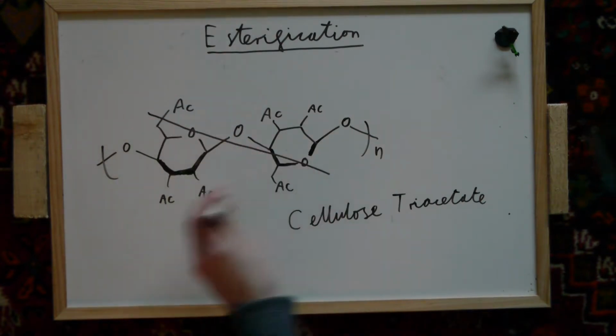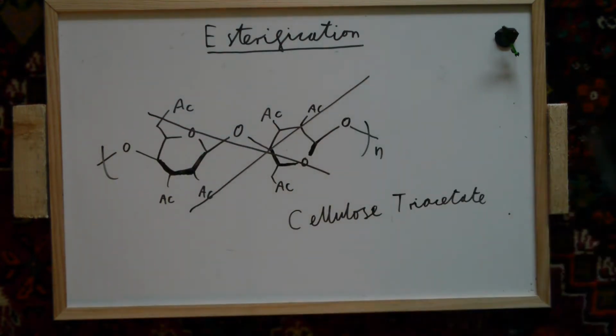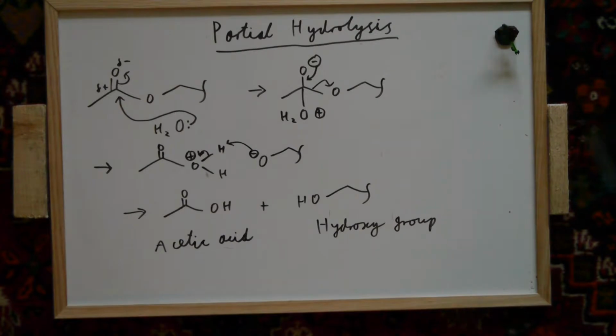This is not what we need. To obtain cellulose single acetate, we use water in a partial hydrolysis mechanism to remove 2 acetate groups.